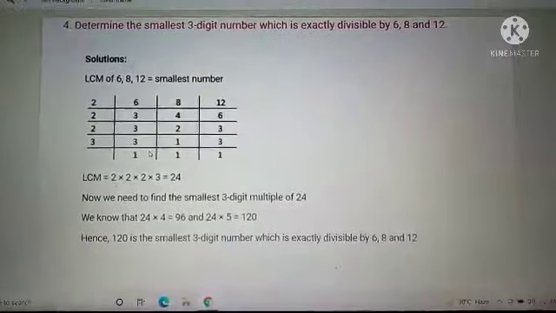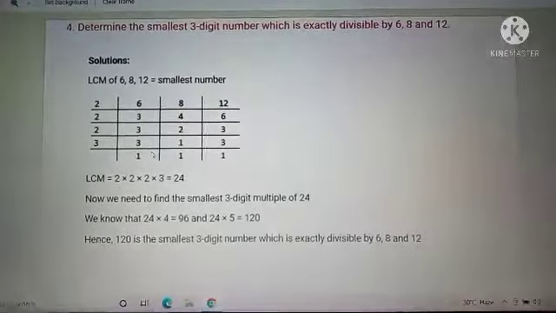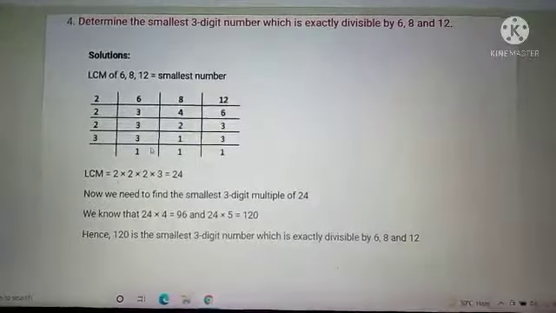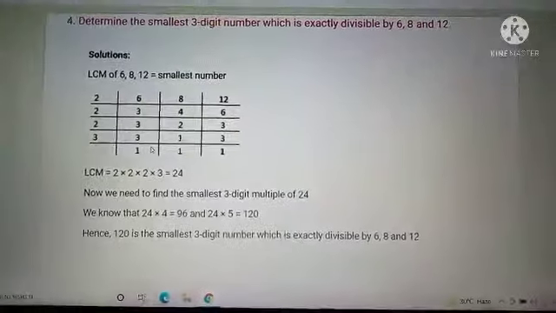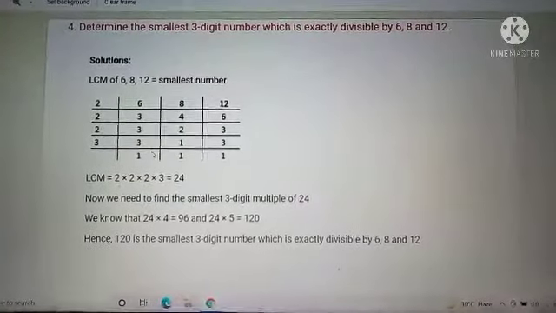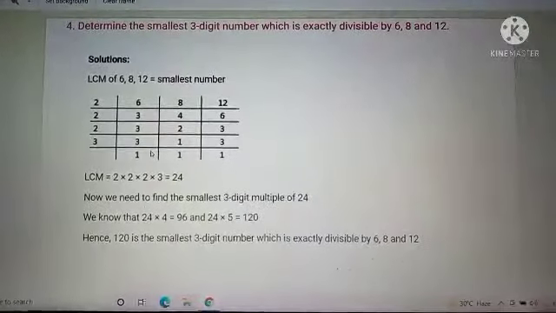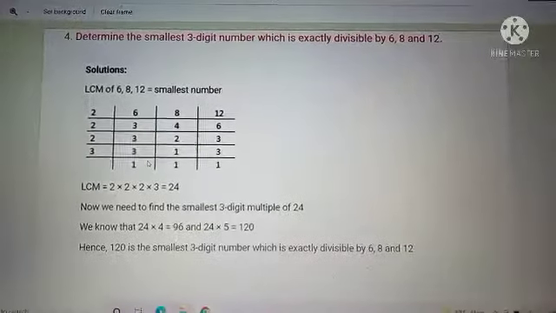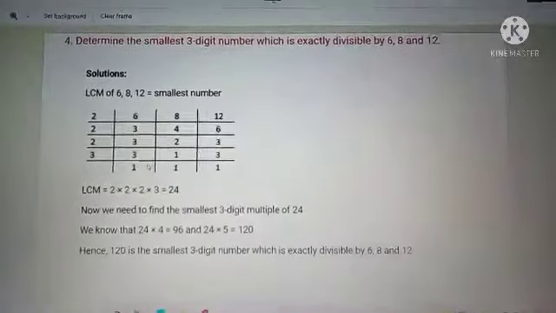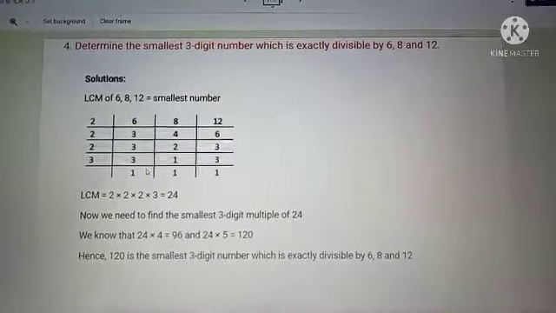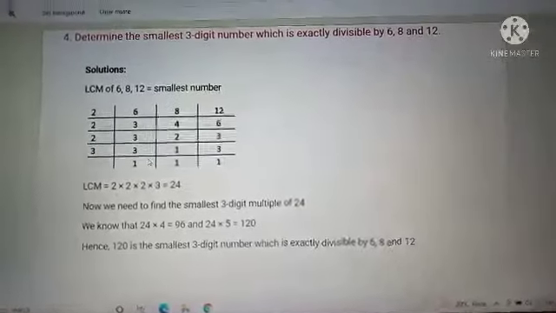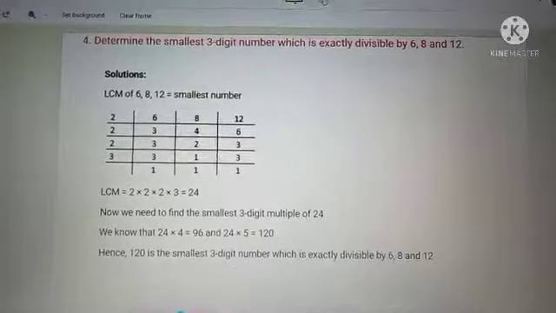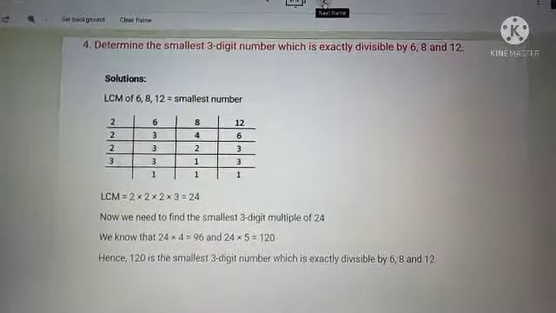We know that 24 into 4 is 96 and 24 into 5 is 120. So what will be the smallest 3-digit number which is exactly divisible by 6, 8 and 12? That is the multiple of 24. That is 120, because 24 into 4 is 96, that is a 2-digit number. So the 3-digit number starts with 24 into 5, that is 120. Hence 120 is the smallest 3-digit number which is exactly divisible by 6, 8 and 12.